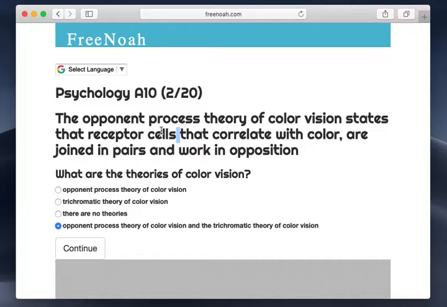Now, what if we reverse it, right? So now we're looking at a blue square. Same thing happens, right? We're firing receptor cells sensitive to the color yellow and blue, but the yellow sensitive receptor cells are going to be inhibited while they're firing receptor cells extremely sensitive to the color blue, to the hue blue.